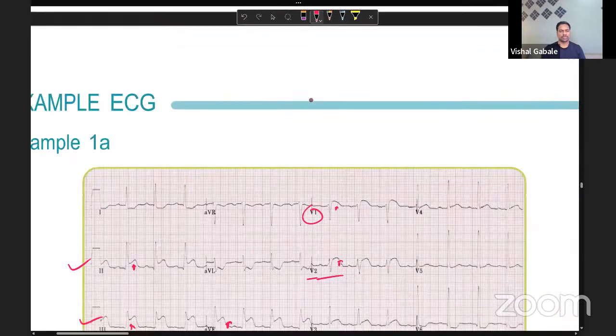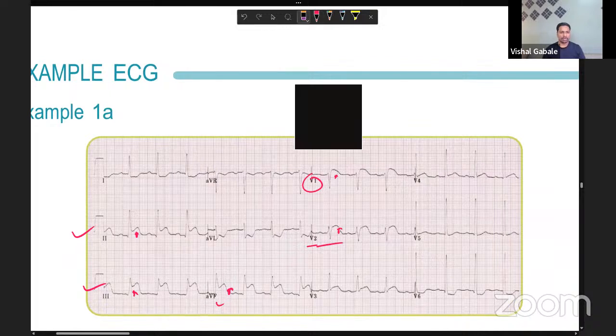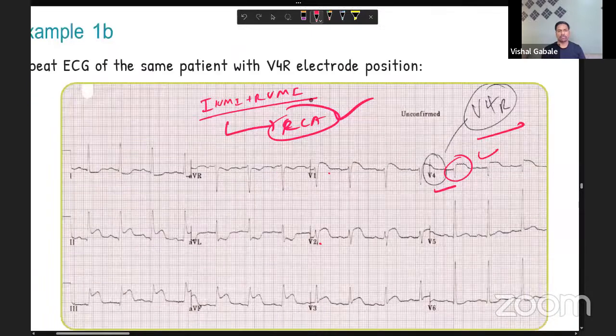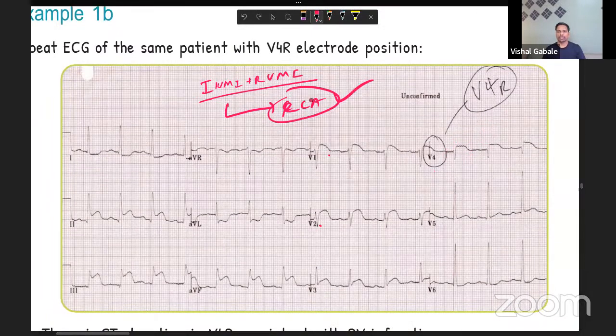Can anybody tell me the diagnosis of this ECG? You can see ST elevation in 2, 3, aVF. So that's inferior. Plus V1, see ST elevation in V1 and V2. So let's check V4R now. Yes, we have got V4R, which is also showing ST elevation. Therefore, it is inferior wall MI plus right ventricular MI. Is this clear?